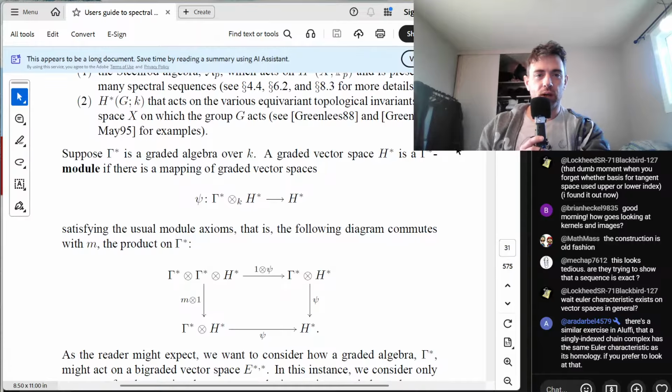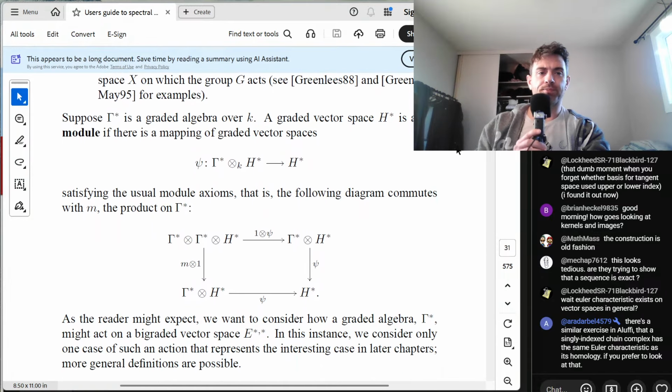A group acting on a vector space? Is that what that is? A group cohomology in a vector space that acts on the various equivariant topological invariants of a space on which the group acts. Interesting.